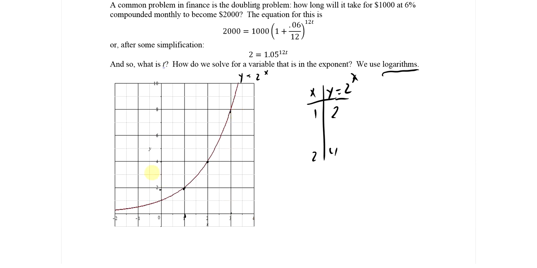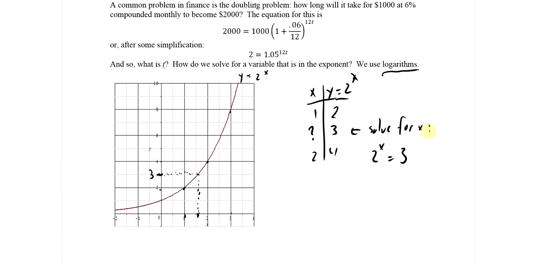But suppose you wanted to know, what should I plug into 2 to the x to get 3 out? Question mark. What's this number? And how do you find it? And the question is, can you solve that equation? 2 to the x equals 3. Can you solve that for x?